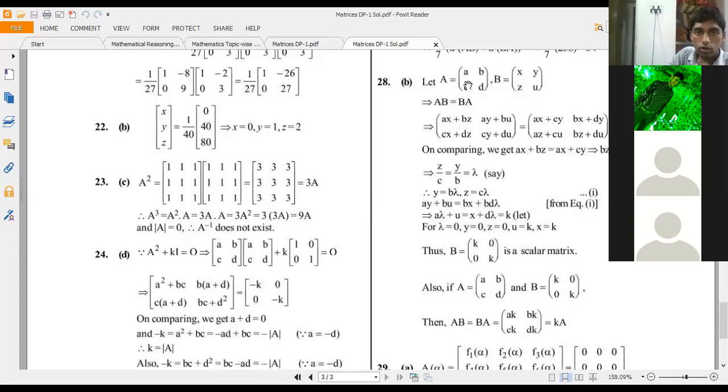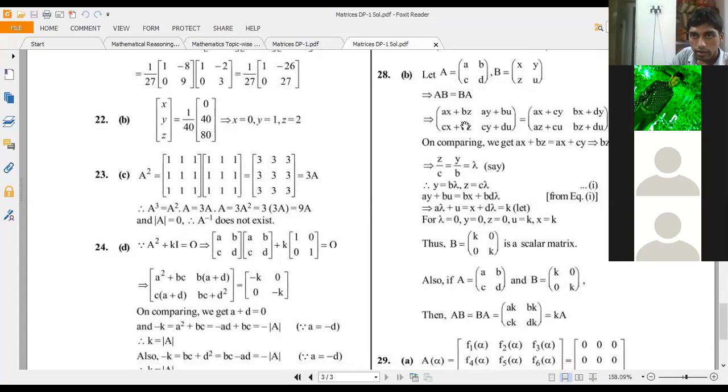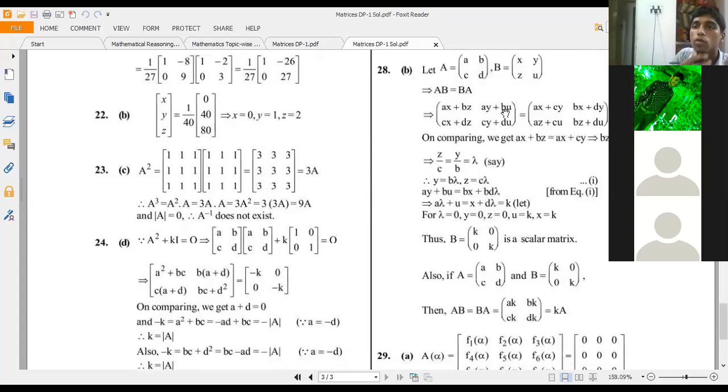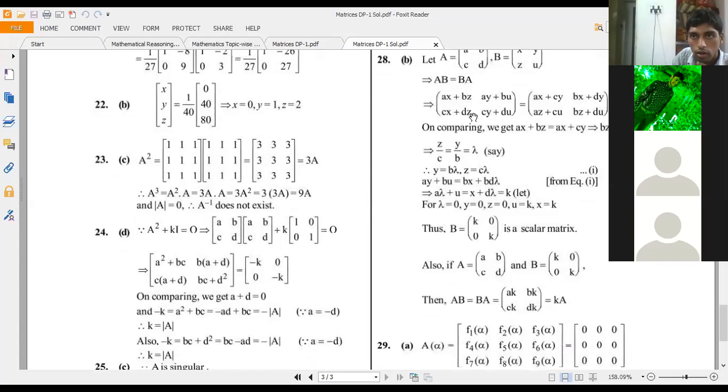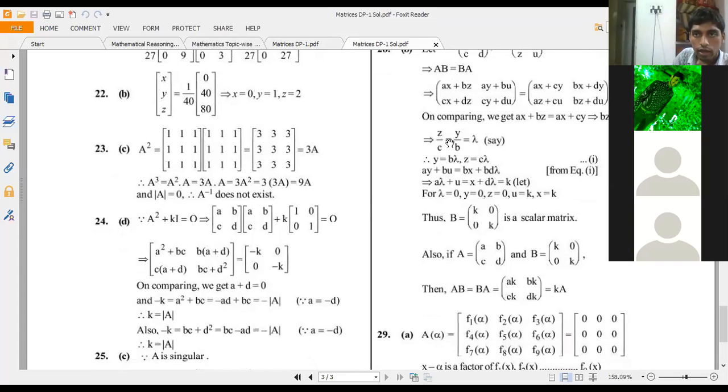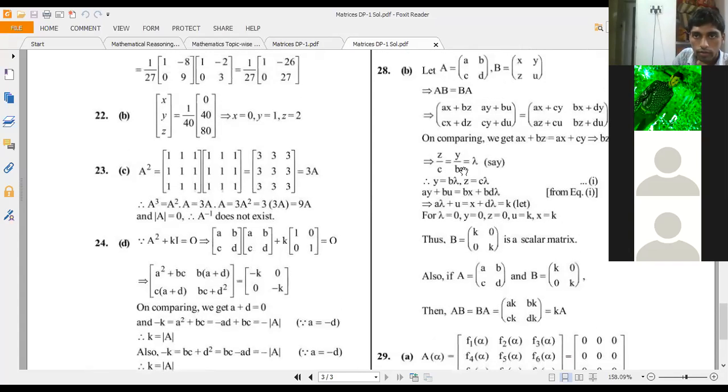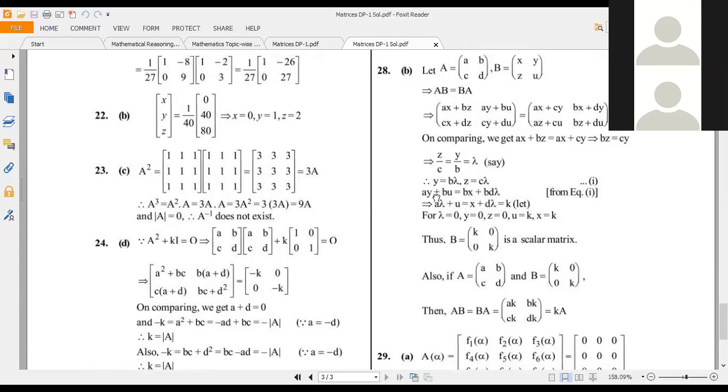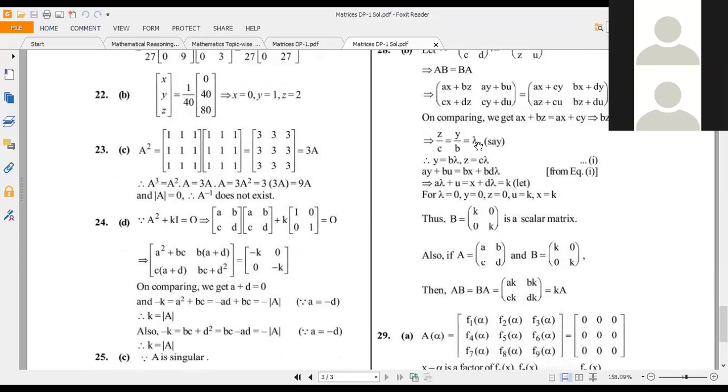So the solution, he took two arbitrary matrices and he's multiplying it. And after that he's comparing on both sides, equating them because they commute. AX got cancelled, so that's why BZ is equal to CY. Then that means he's saying they are proportional, right? Did you understand till here, Oishi? Yes, sir. After that, he's telling let that be equal to lambda. So y equal to b times lambda, z equal to c times lambda.